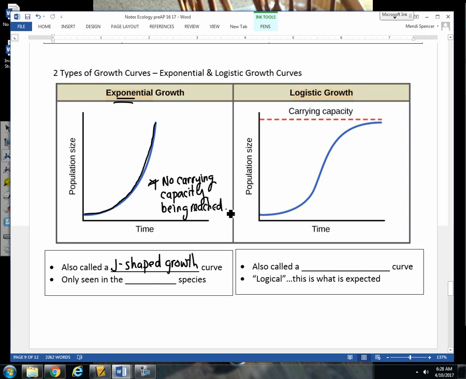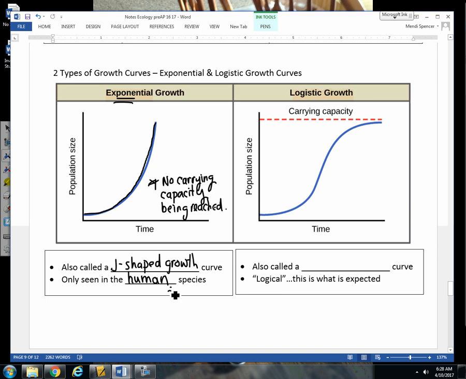Now, the only species that has ever shown a lack of a carrying capacity or has not reached a carrying capacity, there's always a carrying capacity, but we just might keep moving that number of organisms up. The only species that has this J-shape or this exponential growth curve so far is the human species. Someday, though, we will start to run out of resources.